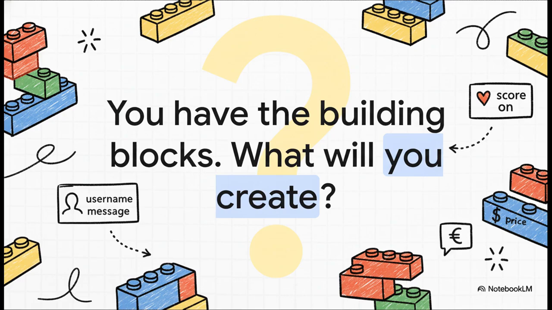So when you put it all together, you can see that variables, data types, and strings, they aren't just abstract ideas. They are the fundamental Lego bricks of programming. They are the boxes you use to hold the score, the username, the chat message, the price, literally everything that makes a program feel alive. You now have the building blocks. The only question left is, what are you going to create with it?